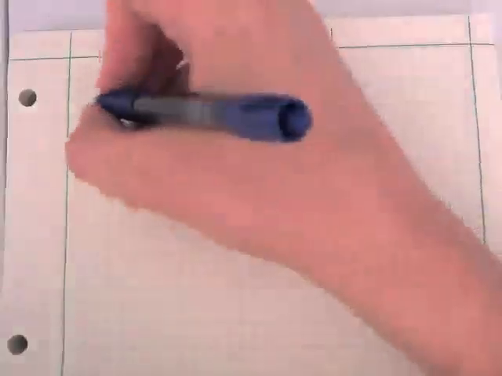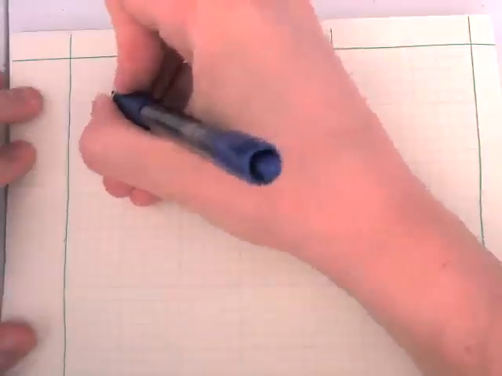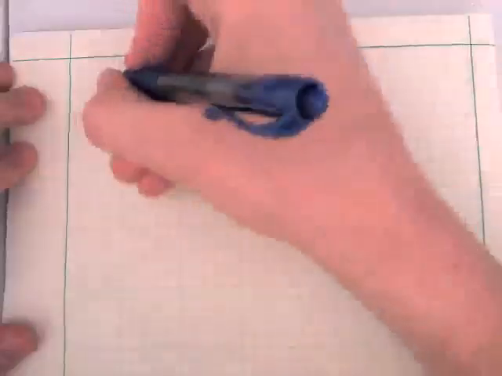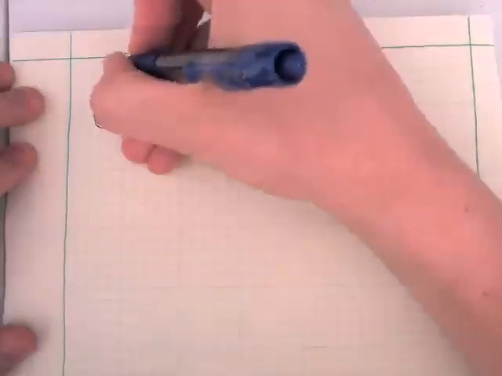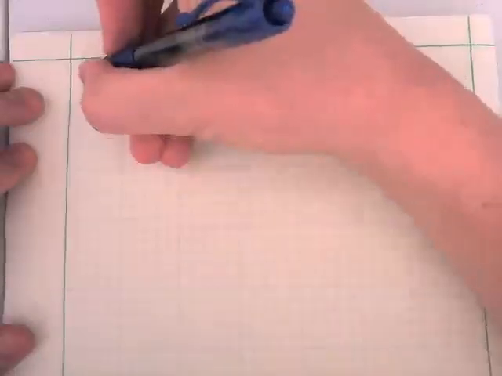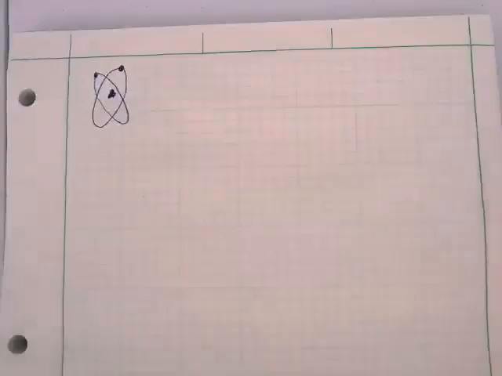So if I draw a picture that looks something like this, put these little dots here for my nucleus, and then I have some electrons orbiting in this way. Not a very good picture, but you get the idea. You've probably all seen a picture that looks something like this, right? This is a very simple model of an atom. This is actually called the Rutherford model of an atom.